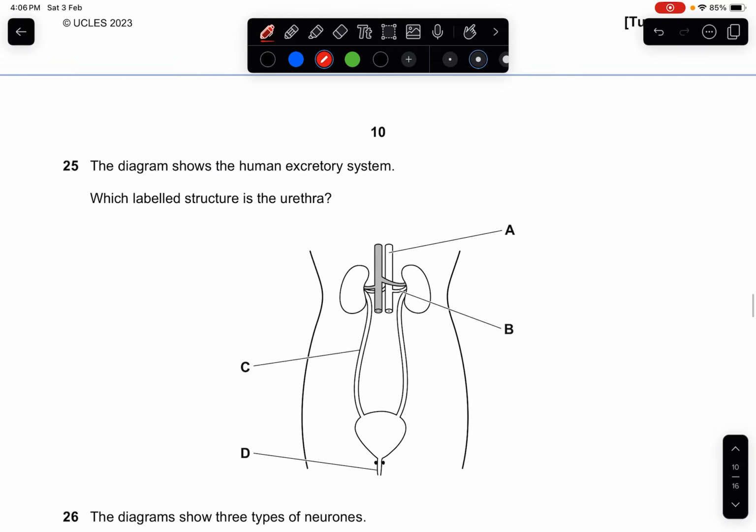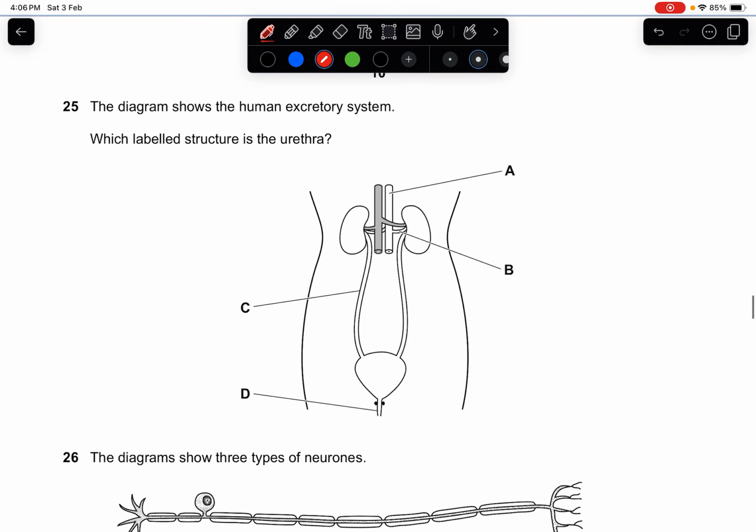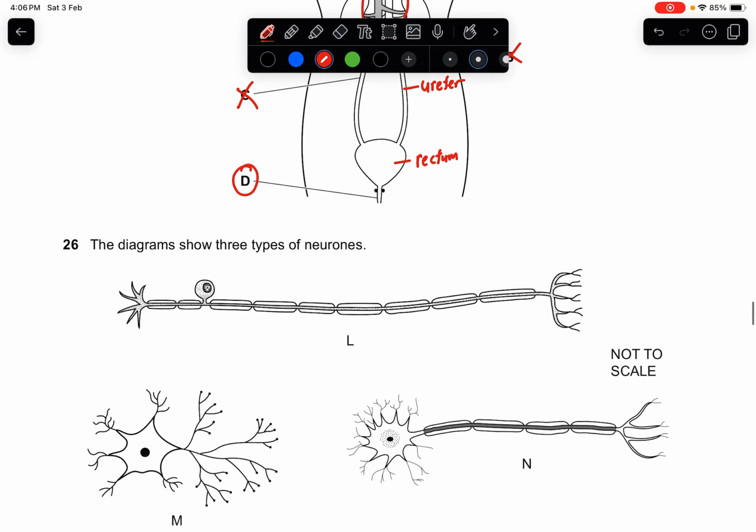Question 25. The diagram shows the human excretory system. Which labelled structure is the urethra? The urethra is typically after the rectum. Okay, so this is the rectum. This is the ureter. So C is out. A definitely, because this is the veins. The veins and the arteries. So A is out, B is out. Therefore, the answer is D.